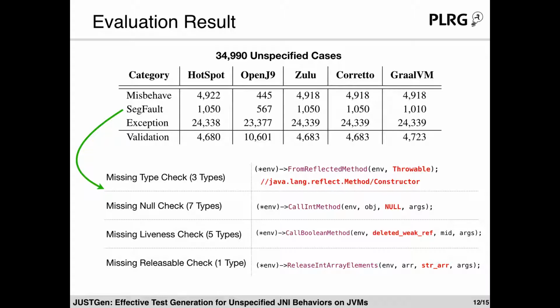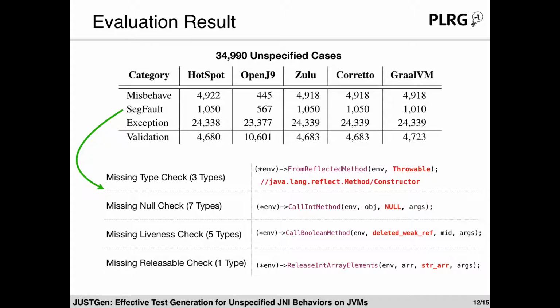We also studied in which cases the segmentation fault is triggered. There are a total of 4 cases. Missing type check is where incorrect types of values or objects are used. For example, FromReflectedMethod expects to receive a java.lang.reflect Method or Constructor type of object as the second argument. Our tool found that passing a Throwable type of object as the second argument of FromReflectedMethod is an unspecified case, and it triggers a segmentation fault on all 5 JVMs.